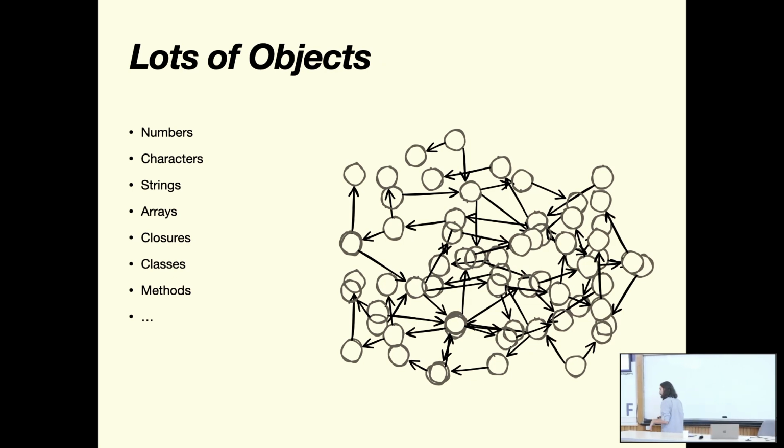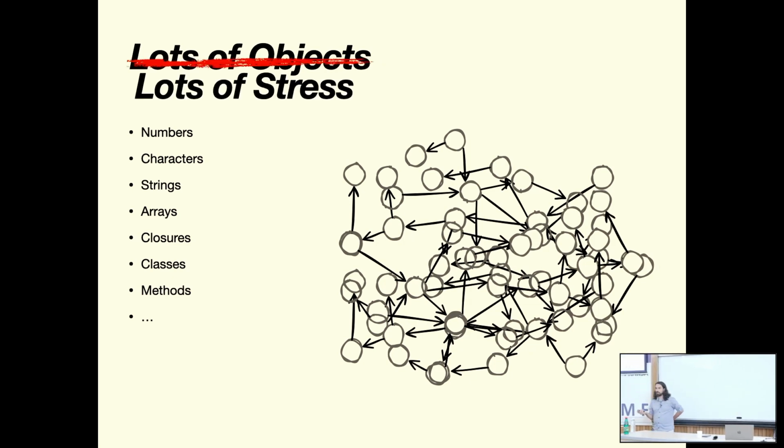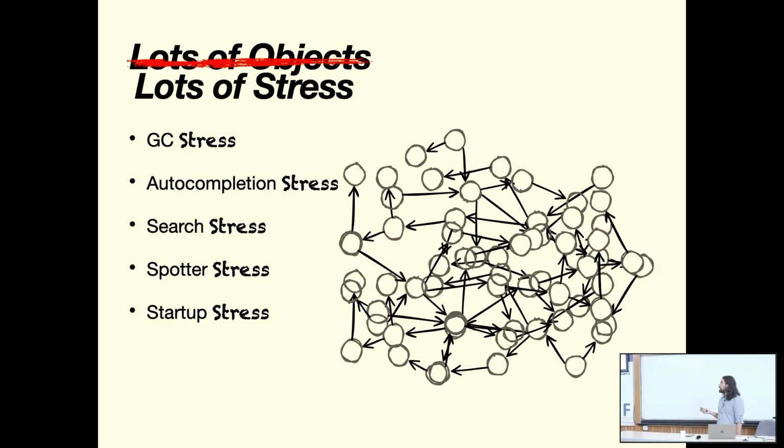So that's not a bad thing per se. The thing is that having lots of objects also means a lot of stress. So we have stress for the garbage collector, stress for the auto-completion, for searching stuff like in Spotter. The startup is also stressed by this because there are things that need to sometimes traverse graphs of objects. So having a lot of objects sometimes can be a challenge.